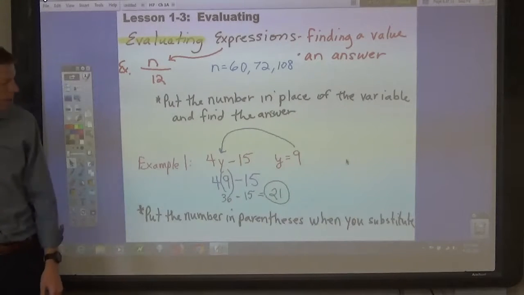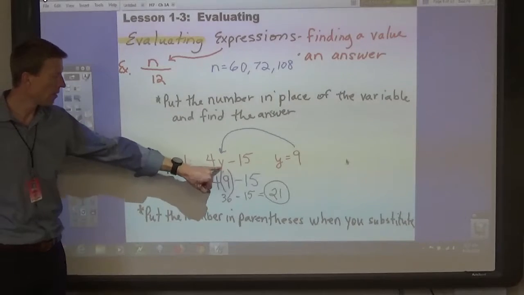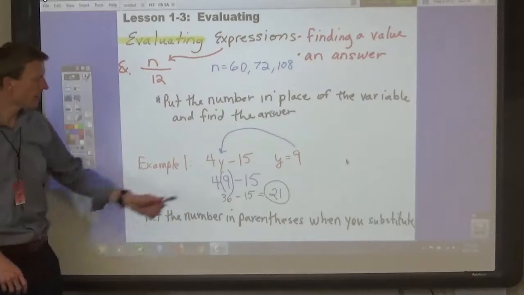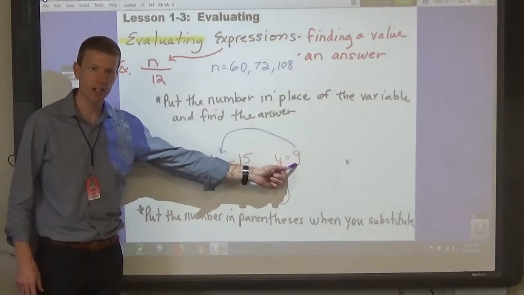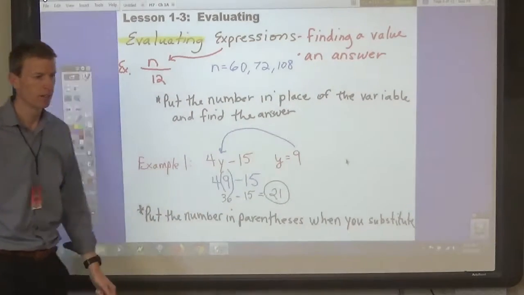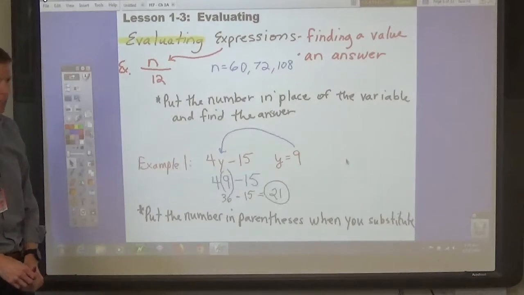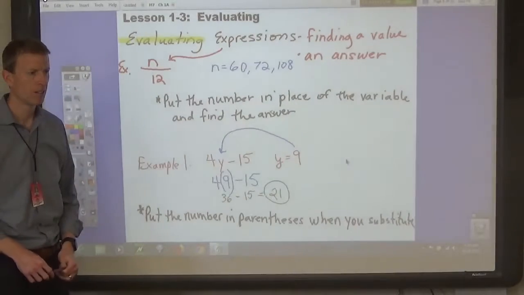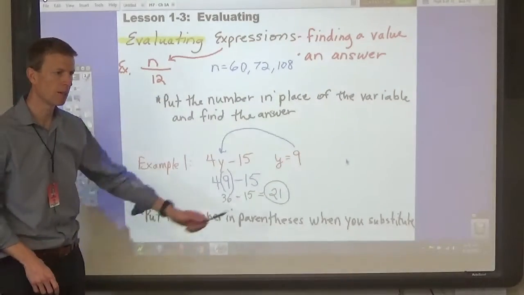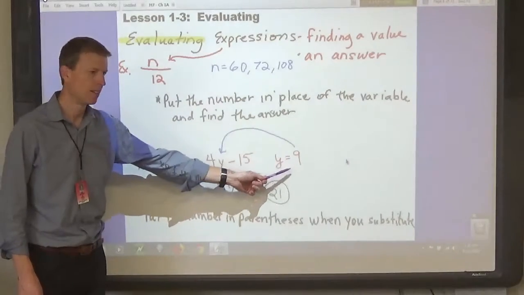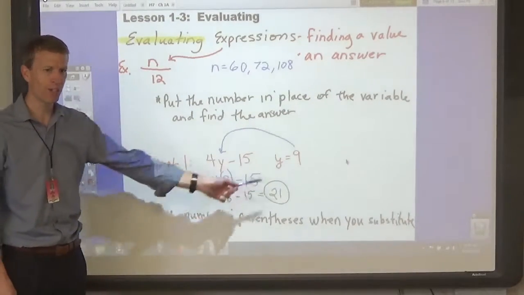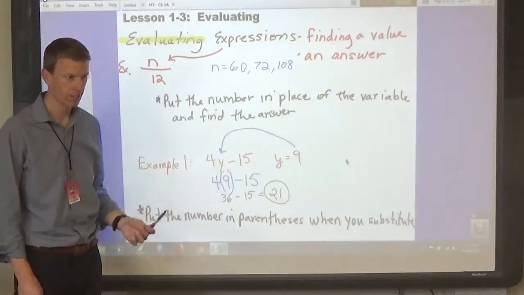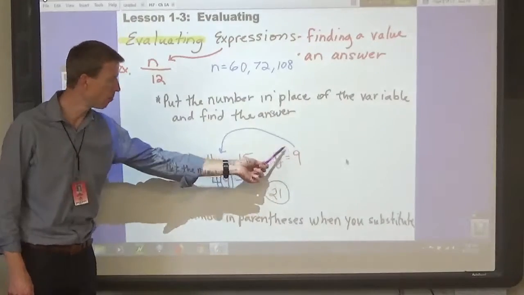Okay? Look at this one. 4 times y minus 15. Well, you can find the answer if you know, or if you're given a number for y. For the letter y. What number are you given, Matt? For the letter y. 9. Okay, look up here. Because if you're looking and listening, then you'll know what to do, okay? So you put 9 in the place of y.